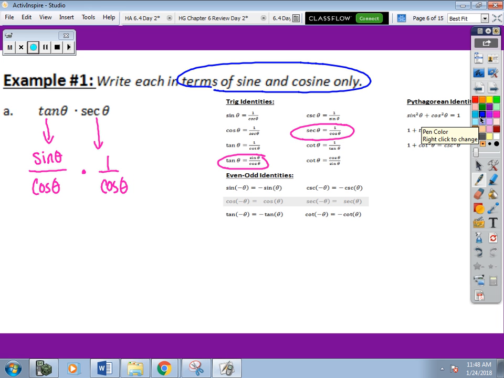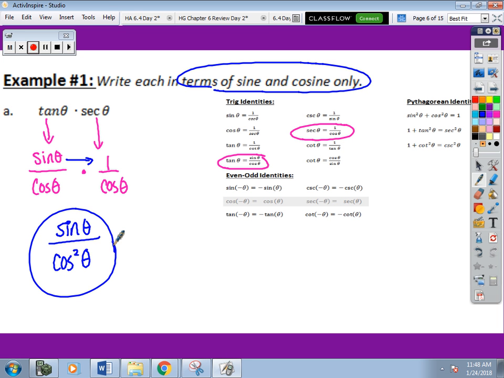Now, can we cancel anything out or divide it out? Because we don't have them in opposite locations, meaning multiplication and division, you can multiply those straight across the top, and we'll get sine theta. What do I get when I multiply cosine theta times cosine theta? Squared. This would be cosine squared theta. And that's your final answer for this one, because they just wanted it in terms of sine and cosine.